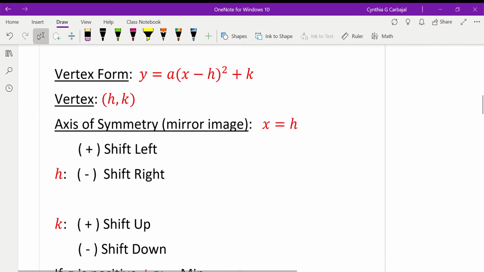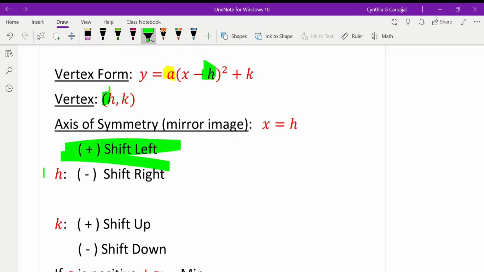Alright, the vertex form, very important guys. The A is going to give us a lot of information. The number inside the parentheses is the H, going to give us a lot of information, and so is the K. Very, very important to identify which is which and what information comes from where. So this is my H, comes from this number, opposite sign, and it tells me if it's going to move left or right.